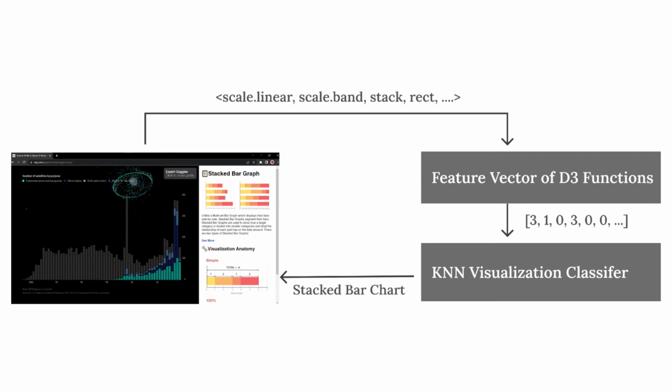So let's take a closer look at how Expert Goggles is able to detect the visualization context. The first step is to listen for the functions that are being used to generate the data visualization that we're looking at. Then the function calls are compiled into a vector and classified by KNN. The result is then used to provide the contextually relevant guidance in the sidebar.